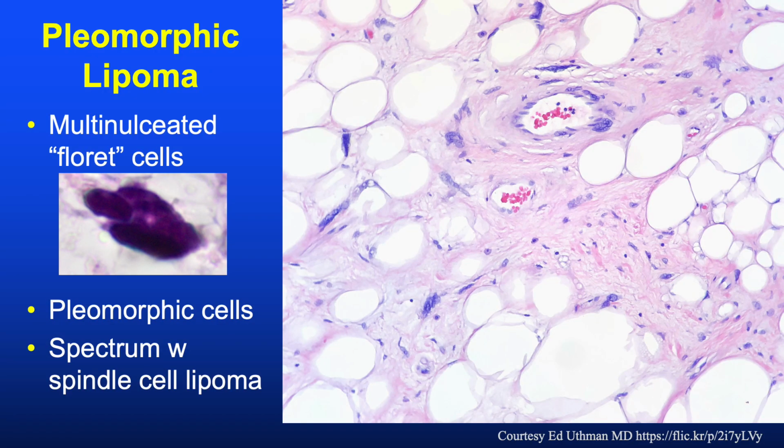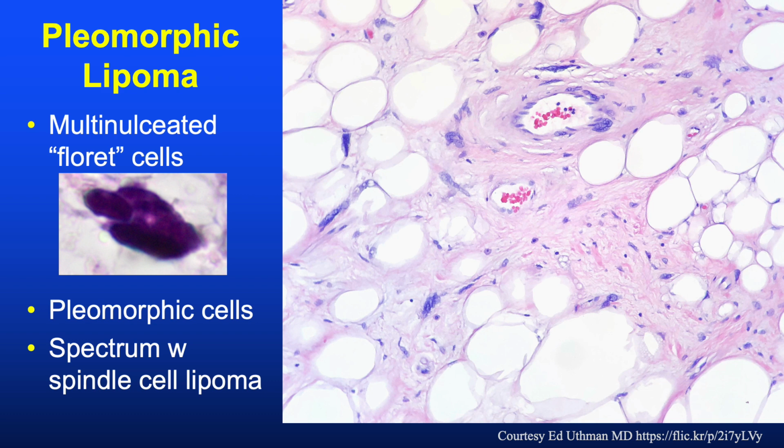So again, pleomorphic lipoma is now on a histologic and pathogenetic spectrum with spindle cell lipoma, but it does have its own distinctive features consistent with its original classification as a separate entity. So pleomorphic lipoma is characterized by pleomorphic cells, in particular a somewhat bizarre multinucleated cell known as the floret cell. It has somewhat of a wreath-like arrangement of nuclei, kind of resembling the petals of a flower.